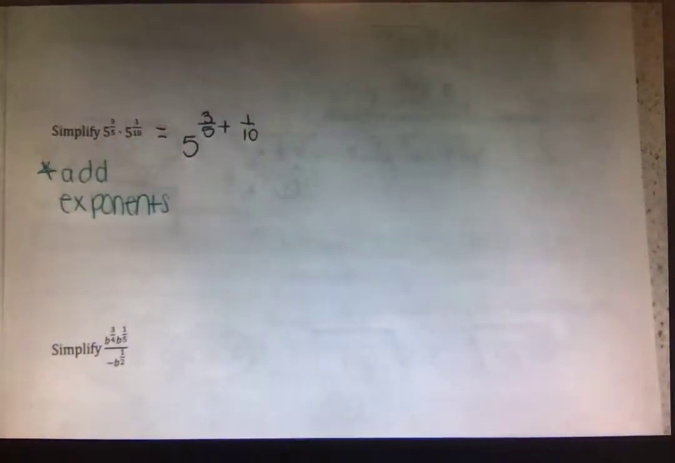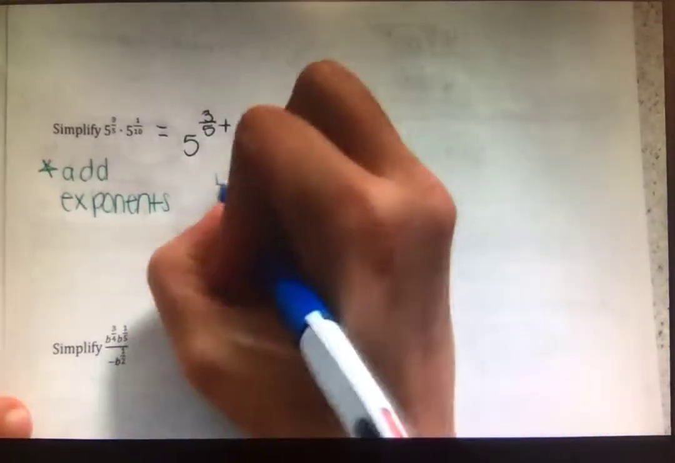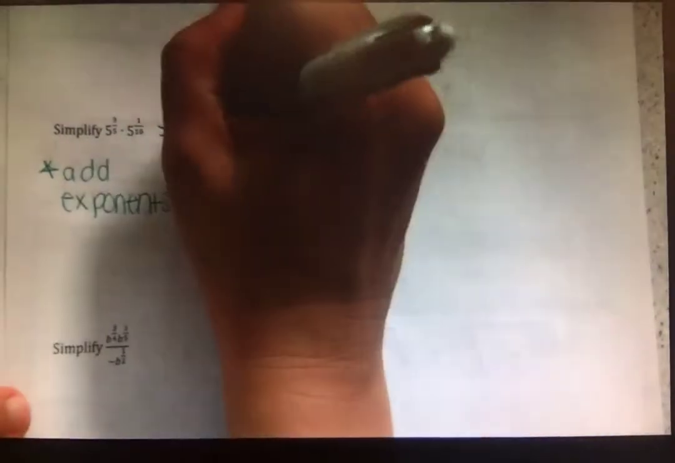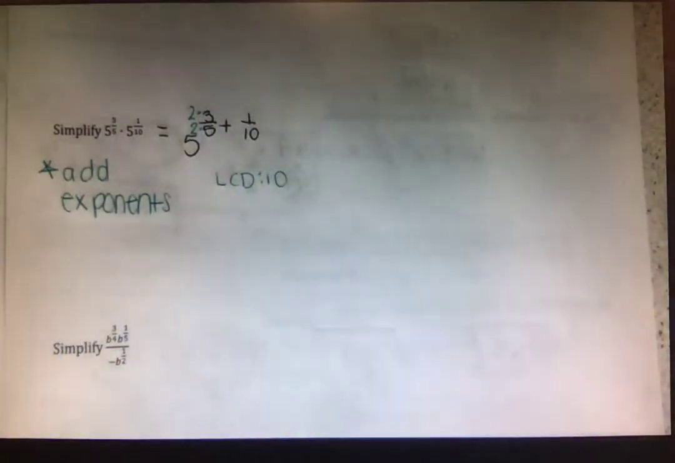So we're left with 5 to the 3/5 plus 1/10 power. In order to add 3/5 plus 1/10, we have to make them like terms. We have to get a common denominator. So our LCD in this case should be 10. In order to make 5 into 10, I need to multiply by 2. What you do to the bottom, you have to also do to the top. This second fraction already has a denominator of 10, so it's already good to go for us.